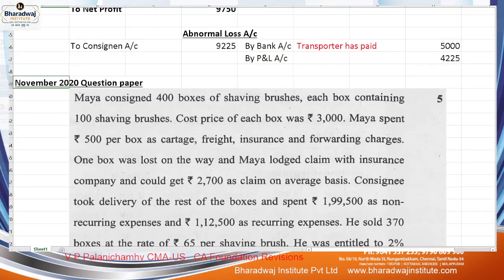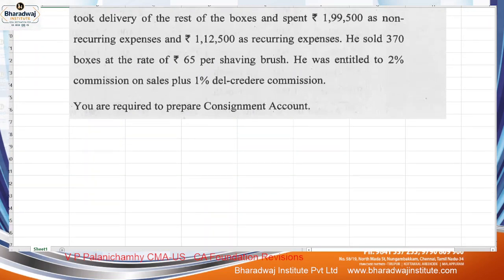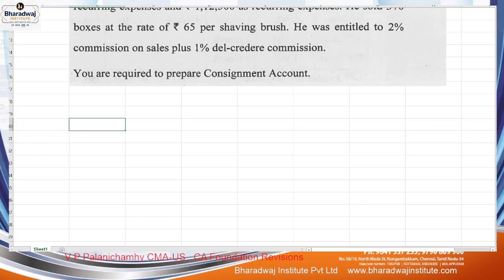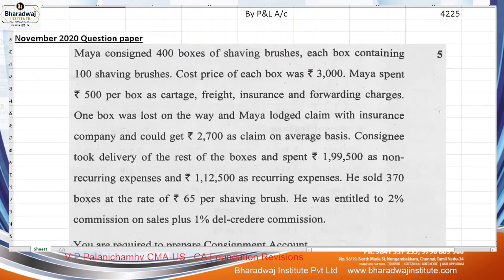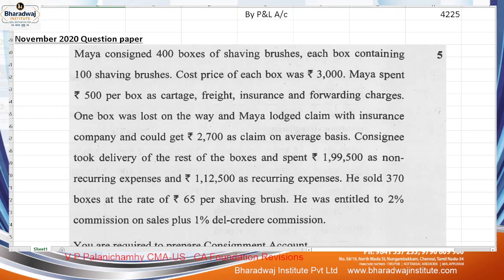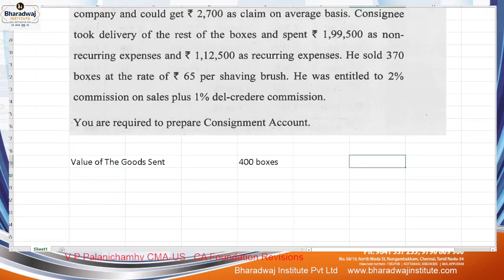This is the November 2020 question paper. First, let us value the loss in transit and closing stock. Start. Value of goods sent: how many boxes? 400 boxes. What is the price of one box? Per brush or per box? Per box. So it will be 400 into 3000.